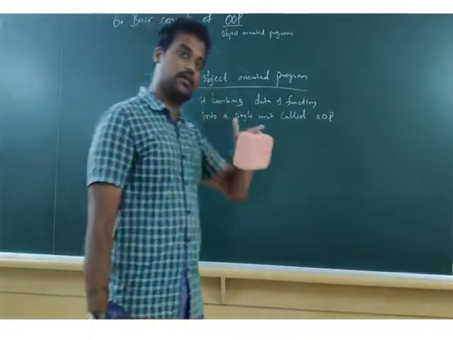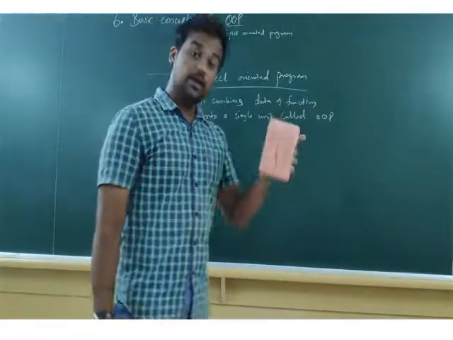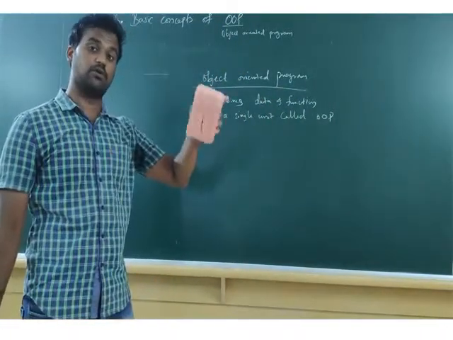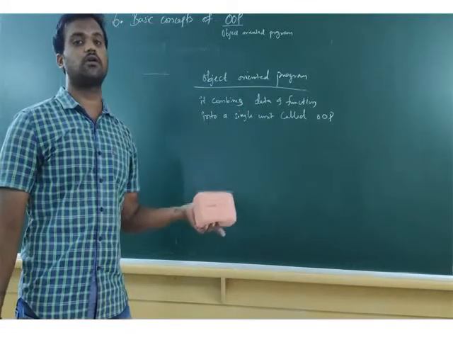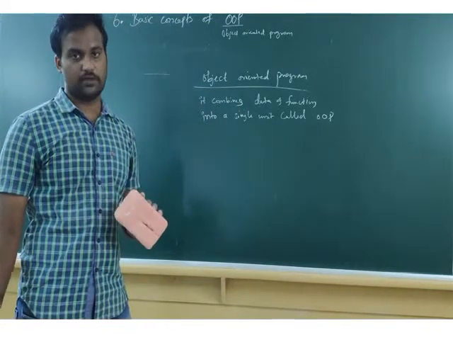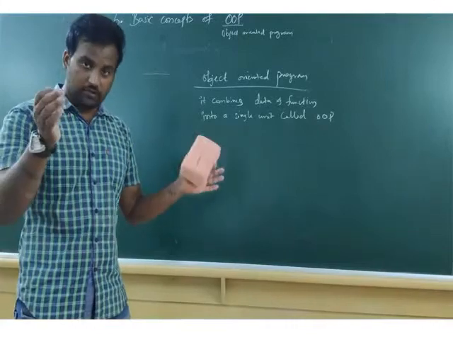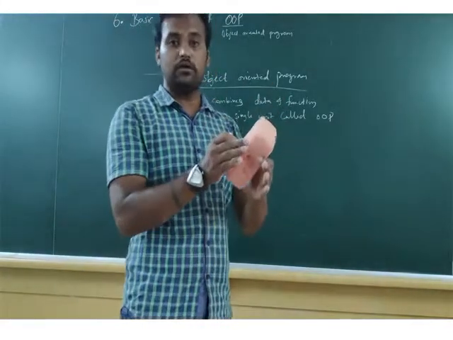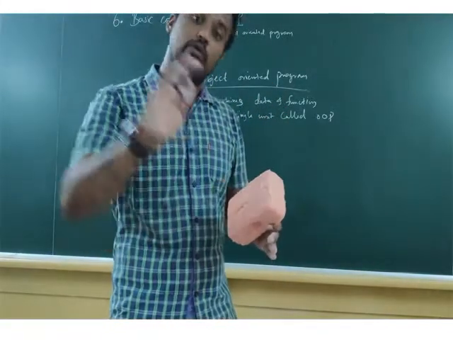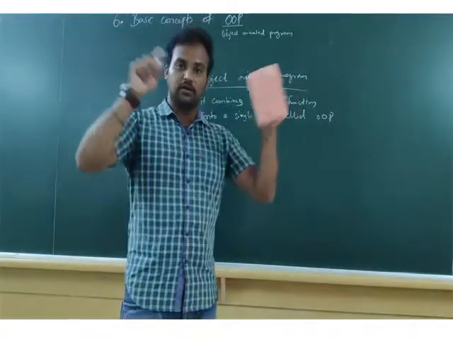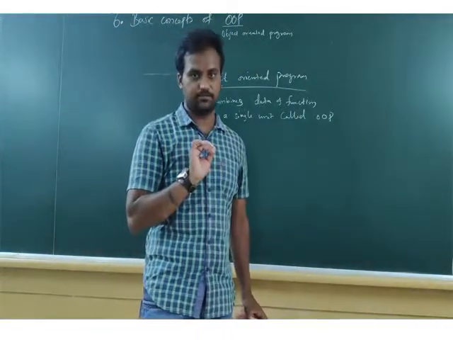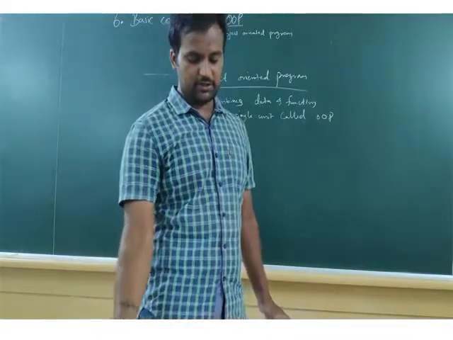So data and function I have already told you. Data is a is equal to 10, b is equal to 20. Function means sum is equal to a plus b. So those are data and functions. What it will do is combine them and bring them together. How? That we will learn later. But this is what it does.